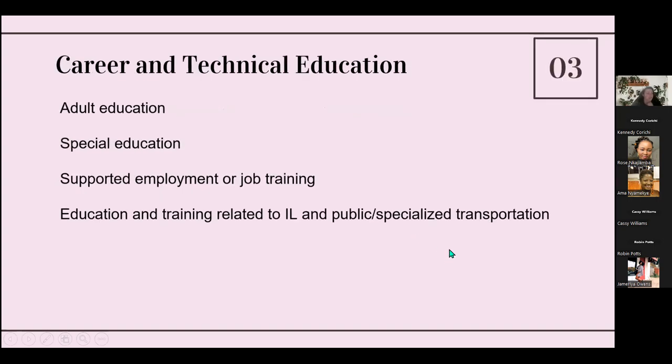So career and technical education. These services provide people with the vocational education and skills needed to work. These services may include adult education, special education, supported employment, or job training, as well as education and training related to independent living and public or specialized transportation. So like I said, in New York, our VR and our career and tech education are combined. Some states might have them individually, some might also have them combined.